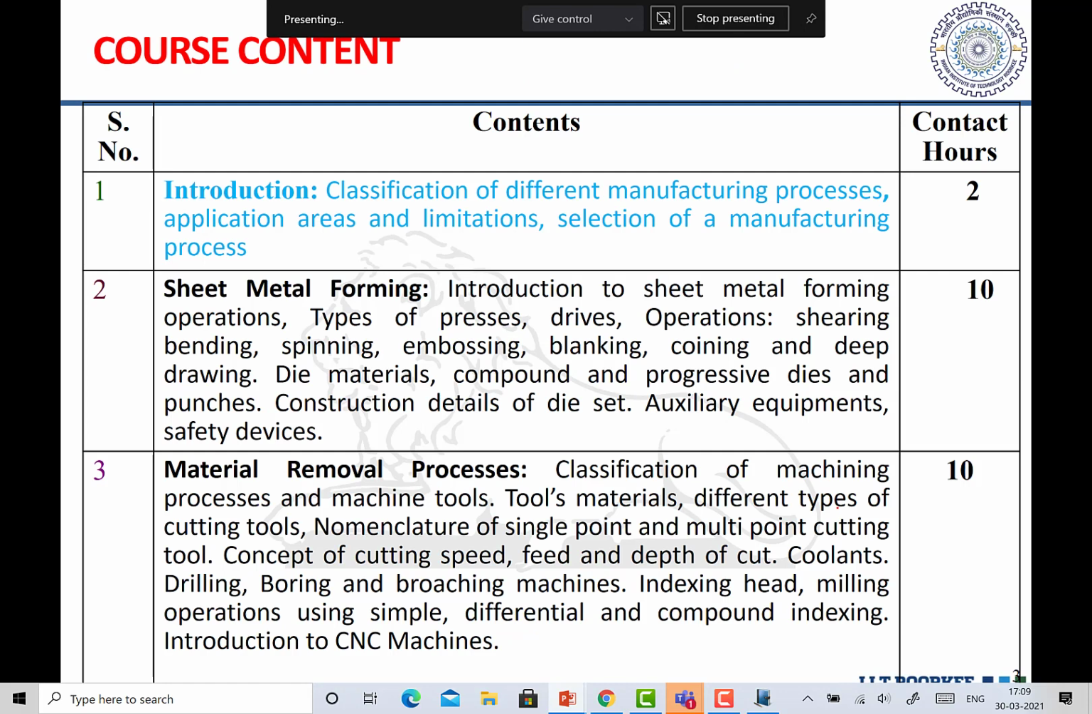As far as the content of the subject is concerned, there are 4 chapters. The first is about the introduction of manufacturing as well as the manufacturing process itself, classification of manufacturing processes, applications, limitations, and what is the basis of selecting the processes. So this will take about 2 lectures. Then sheet metal forming. Now you will know that computers, laptops, boxes, trunks, car bodies, motorcycle parts, a number of parts are made of sheet metal.